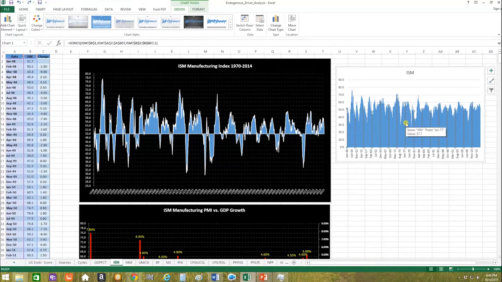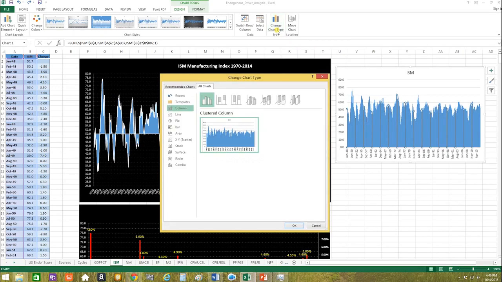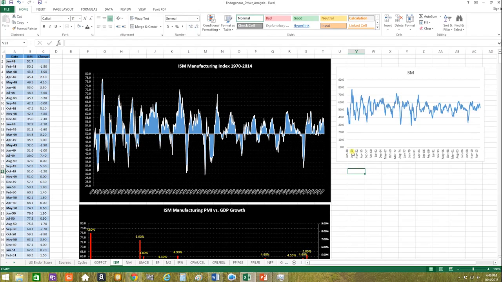And all we have to do to change the chart type is go to this area here after clicking on the data within the chart. Click on Change Chart Type, and you can see at the moment it's defaulting to column. We change that to a line and we hit OK. Now all the information is there going back to 1948.